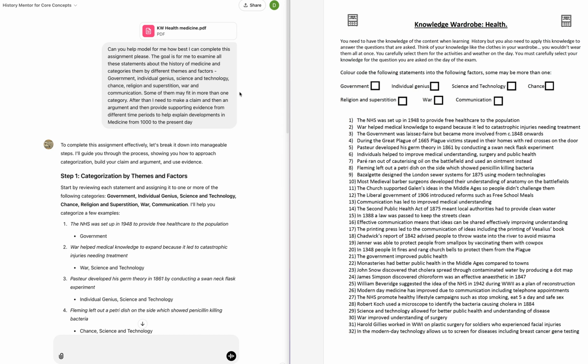Think of your knowledge like clothes in your wardrobe. You wouldn't wear them all at once. You carefully select them for the activities and weather of the day. You must carefully select your knowledge for the question you are asked on the day of the exam or whatever it is.